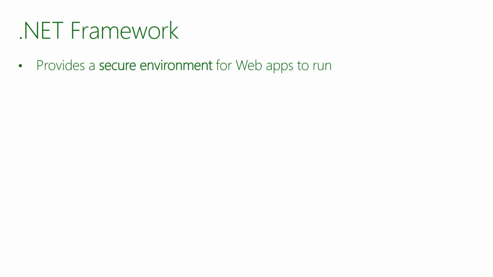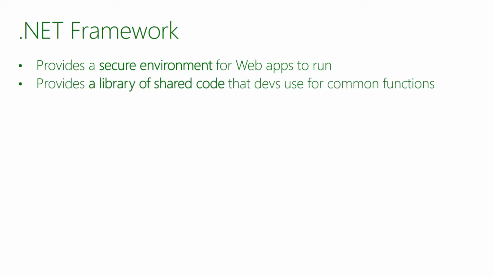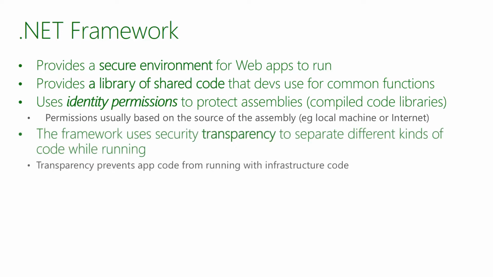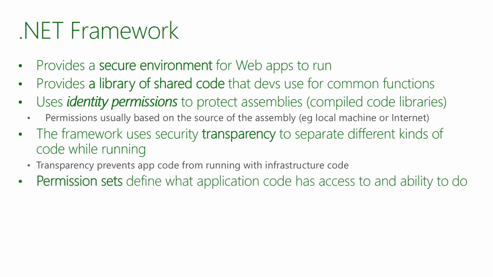Let's go over a few features of the .NET framework. This framework provides a secure environment for web apps to run in. It provides a library of shared code that developers use for common functions. It uses identity permissions to protect assemblies, and an assembly is a compiled code library. The permissions are usually based on the source of the assembly, so that would either be from a local machine or from the internet. The framework uses security transparency to separate different kinds of code while running. Again, this transparency prevents app code from running with infrastructure code, and thereby causing some sort of corruption. And permission sets define what application code has access to and what it has the ability to do.